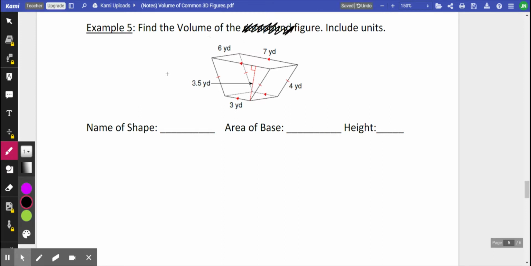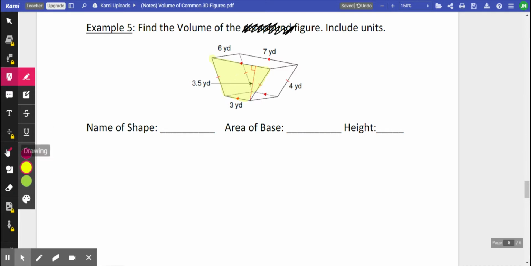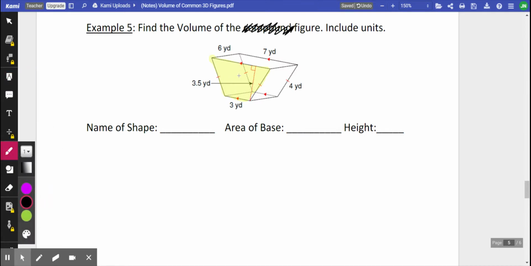Include units. So I know for a fact that one of these faces is a trapezoid. And I know that because I did a bunch of area examples in the past, and I know this shape is called a trapezoid. So I can find the area of that base, that face. And then I can just take that area and multiply it by how deep this trapezoid goes inwards, which happens to correspond to this distance from here to there, which is 6 yards, right?